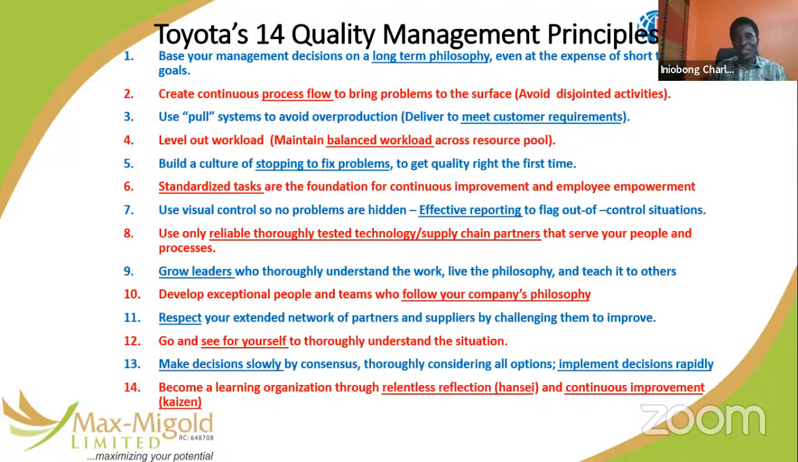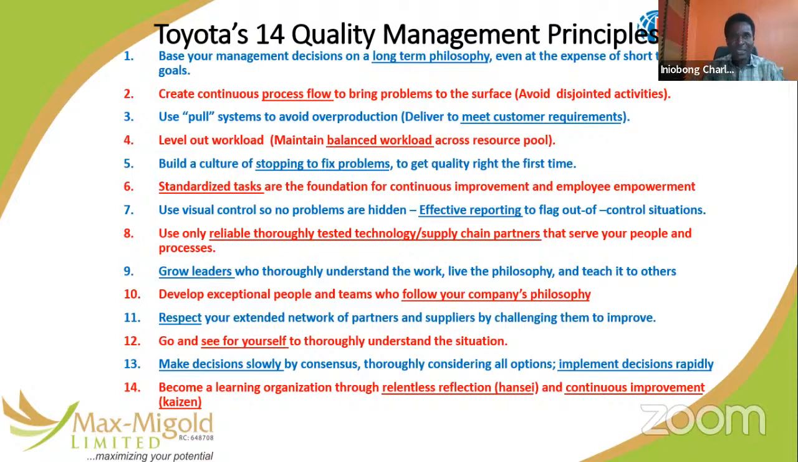Number one, they said that they based their philosophy on long term. They are not looking at quickly doing things in the short term just to meet their financial goals. No, they invest in their business, bring in technology, and look at their return on investment on a long-term basis.